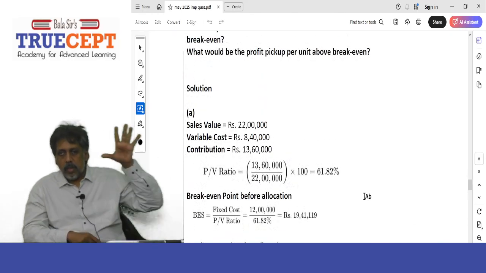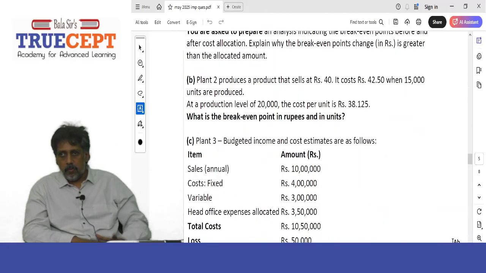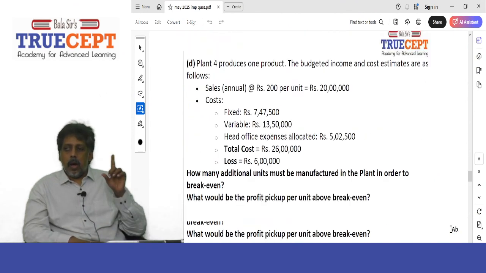Got it? Now let us go ahead and read Plant B, plant 2. Plant 2 produces a product that sells at rupees 40. It costs rupees 42.5 when 15,000 units are produced. At a production level of 20,000, the cost per unit is 38.125. What is the break-even point in rupees and in units? Both.